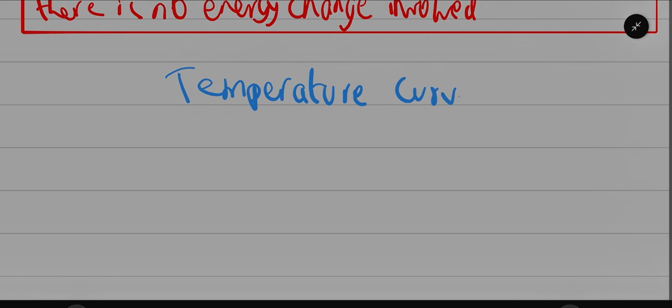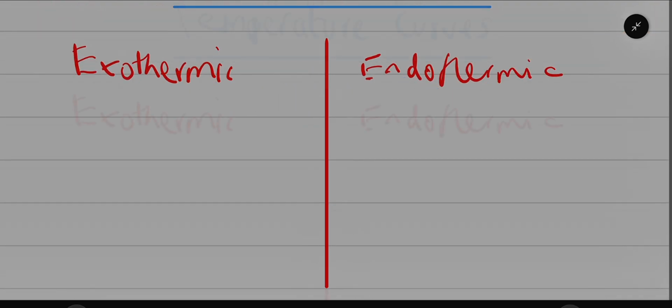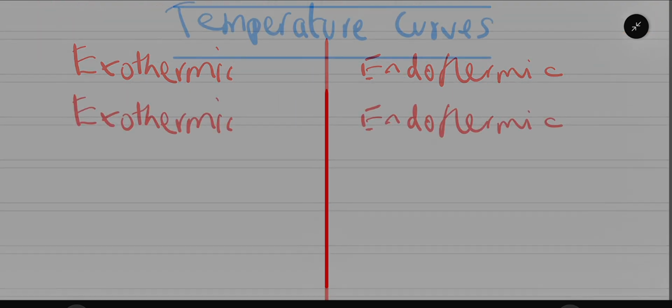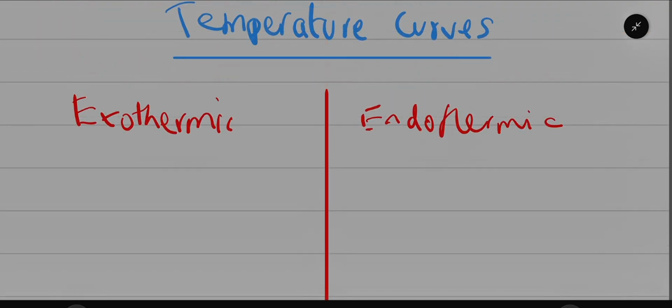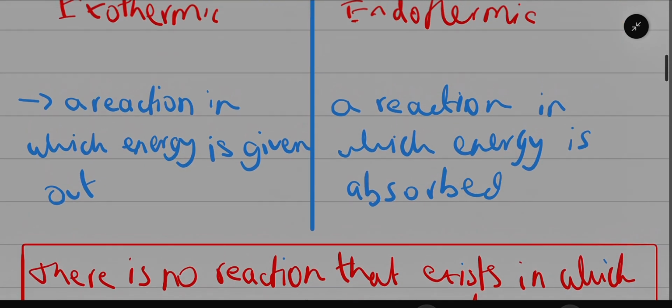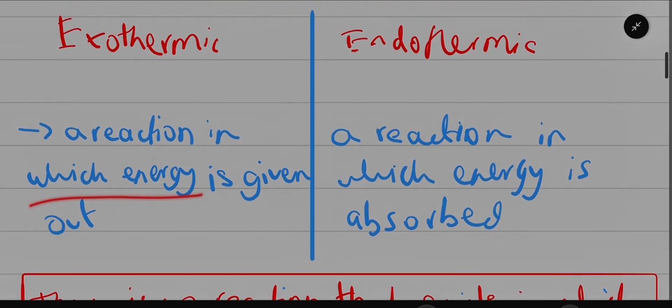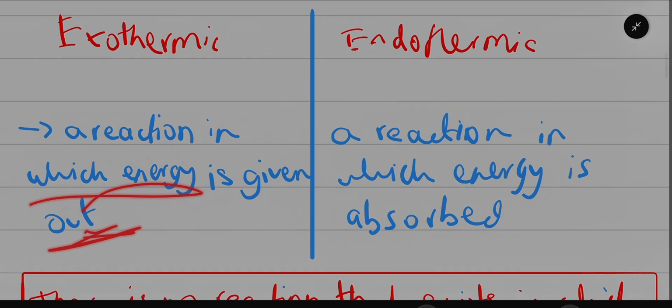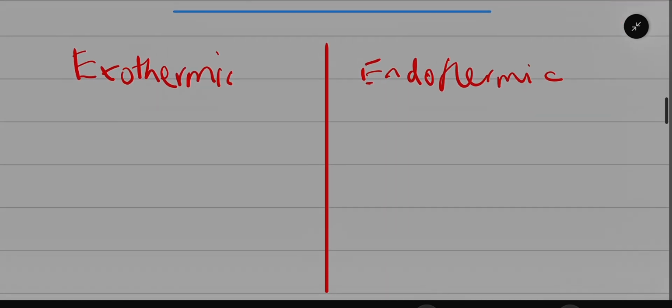Okay, now what is this all about? What are temperature curves? When we talk about temperature, in an exothermic reaction, as you can see over here, the energy is always given out. So as a result, the surrounding temperature increases, right? If we jot this down as well, surrounding temperature increases, we can say that energy is always given out.